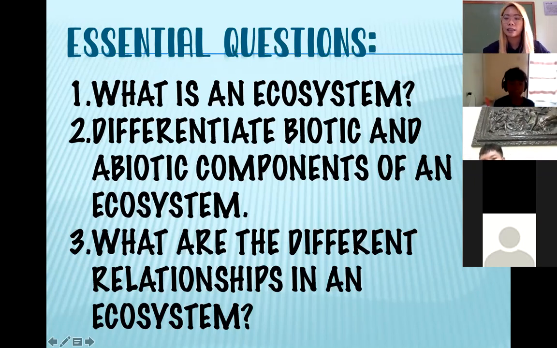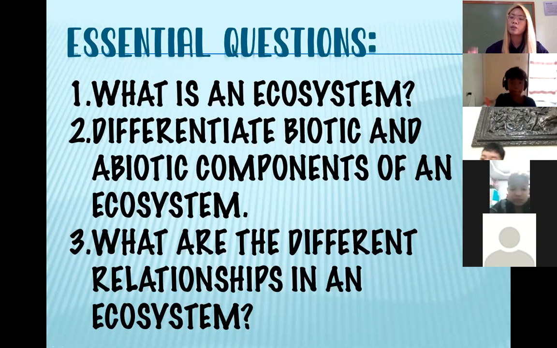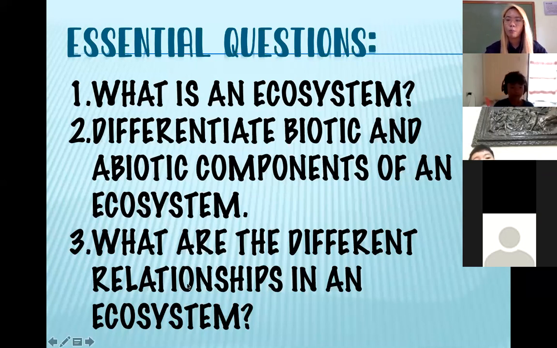So the 9 o'clock activity is actually related to the second essential question. And then because an ecosystem focuses on the interaction between living things and non-living things, it means that there are different relationships that can be observed in the ecosystem. So the third essential question is, what are the different relationships that can be observed in an ecosystem? So later on, we will go back to these essential questions. Hopefully, we will be able to answer all of these essential questions. Okay?